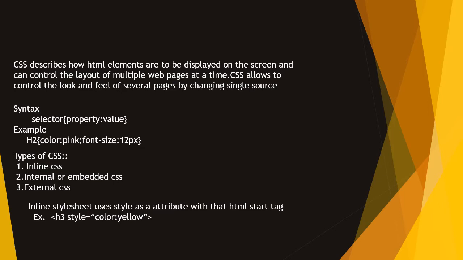So for example, here we have taken h2. Here h2 is our tag, but we took it as a single word without angular brackets. h2, then curly braces, and within curly braces there is property. Property means which property we are applying, which feature we are applying. So here property is color, and the value for that color can be any type of color.